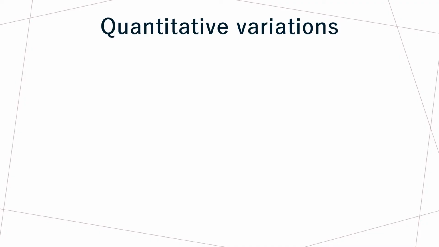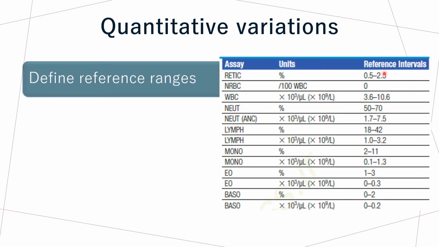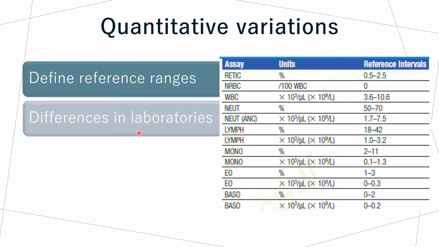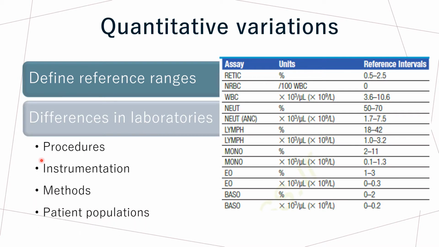To discuss quantitative abnormalities, it is necessary to define the different reference ranges, or the reference intervals, for the white blood cell count and the different types of white blood cells. It is also important to remember that these reference ranges may vary between laboratories because of the different cell counting procedures, or the instrumentation used in the laboratory, or the methods used to establish these reference values. Also, different reference values may be given to different patient populations. So for the sake of this video discussion, we will be following the reference ranges set in Rodak's Hematology book.